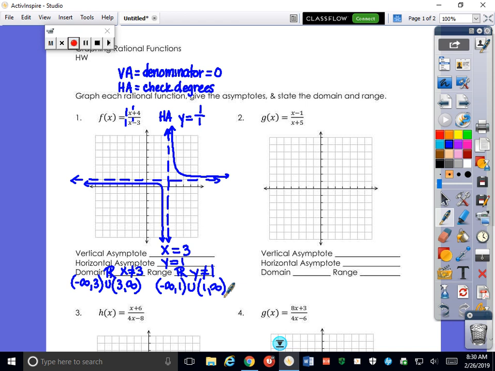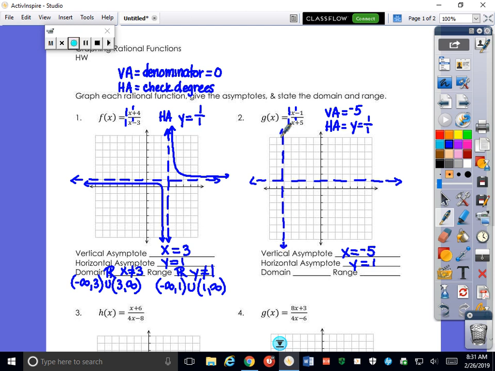Number 2, our vertical asymptote is going to be where x plus 5 is equal to 0. So this is going to be x equals negative 5. And then for my horizontal asymptote, I'm going to check the degrees. The degrees are both the same, they're both 1. When they're the same, you go to the leading coefficients, which are both 1 again. So my horizontal asymptote is going to be y equals 1 divided by 1, so this is going to be y equals 1. So at y equals 1, I have a horizontal asymptote, and at x equals negative 5, I have a vertical asymptote.